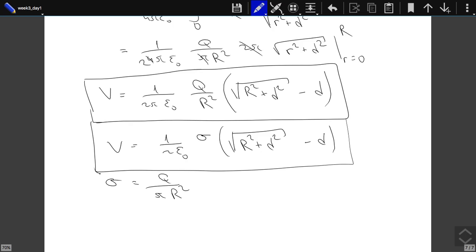If you want an infinite plane, well, if you just take the size of the ring to be larger and larger, it starts to look like an infinite plane. So the potential of an infinite plane would be nothing but the potential of a disk in the limit as r goes to infinity. What happens if r goes to infinity, keeping sigma constant?